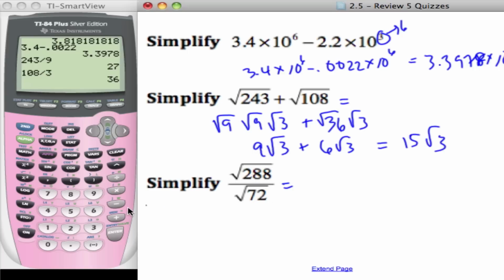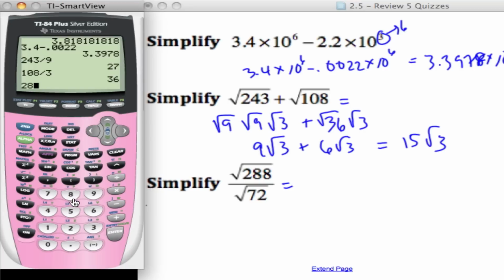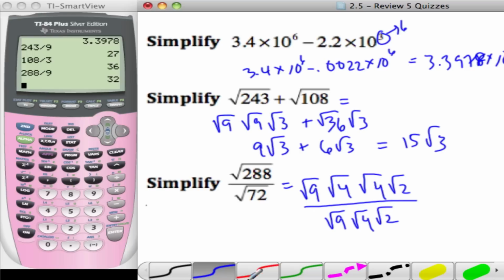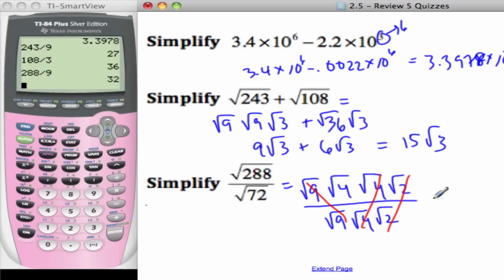And the next one, 288, let's go divide 9, we get 32, so root 9 times 32 is root 4 times root 8, which is root 4 times root 2. Divided by root 72, which is root 9 times root 8, which is root 4 times root 2. So those go, those go, those go. Root 4 is 2.